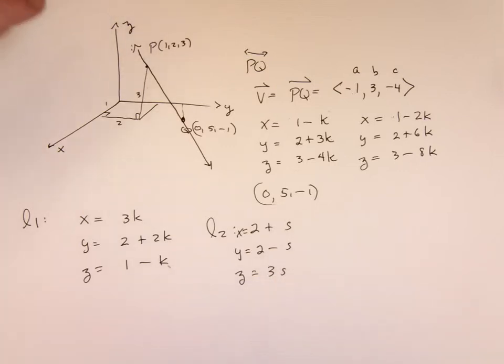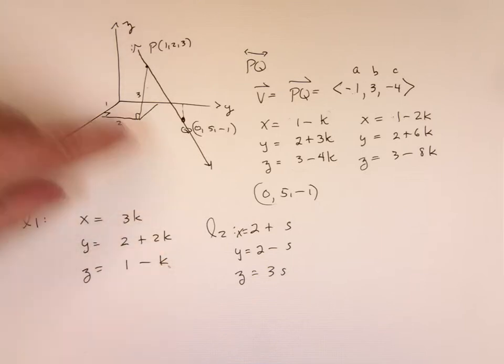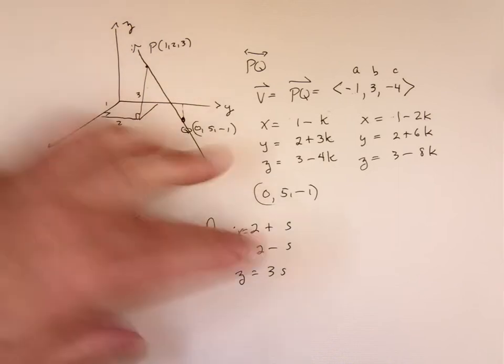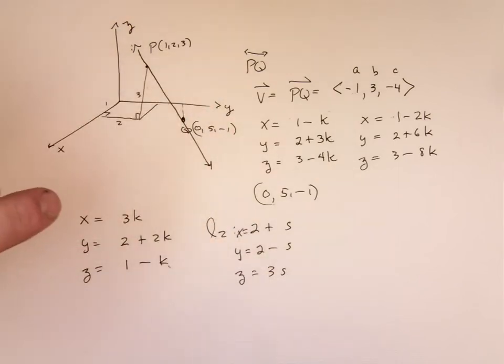Okay. So now we have 2 lines in space. Change the k to give you points on this line, change the s to give you points on this line. We want to know the relationship between these 2 lines. First of all, could they be the same line?